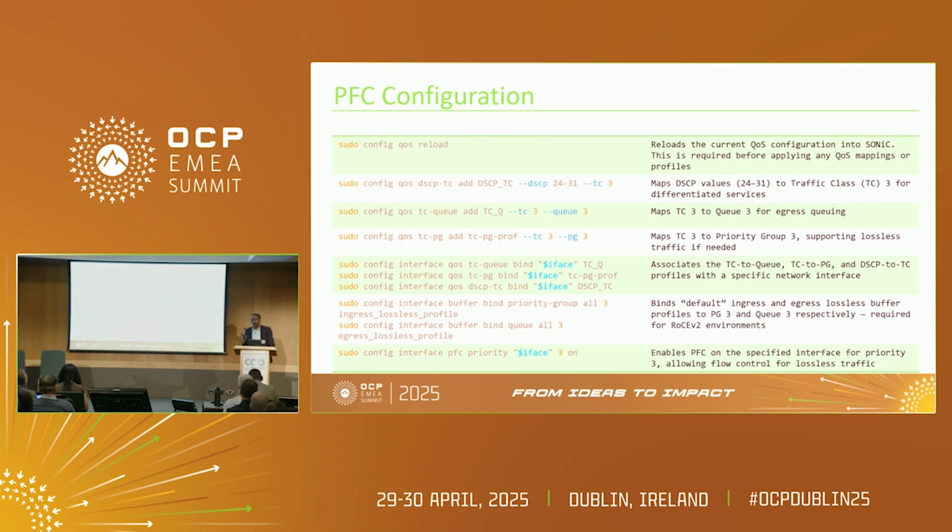And then all those 3 profiles are applied to an interface under test. So you can see, all those profiles that got created were applied. And then there is one function done to bind the ingress and the egress lossless profiles, 2 default profiles that they bind, one to the priority group and the other to the queue, one on the ingress and one on the egress. After all this is done, then the PFC is enabled.